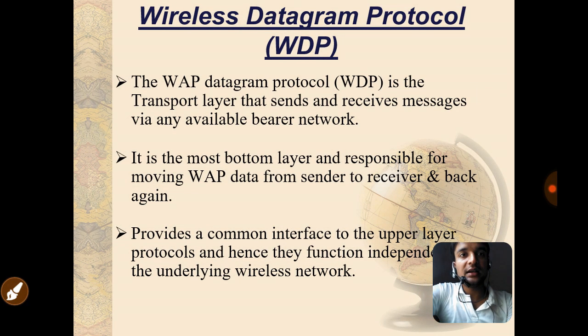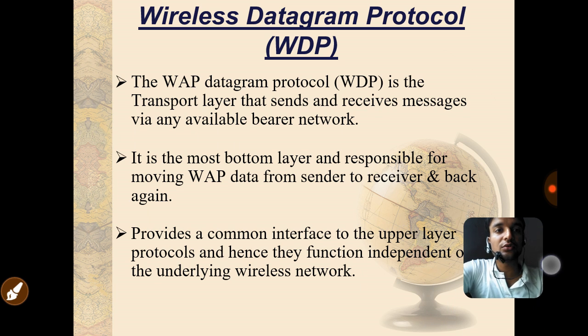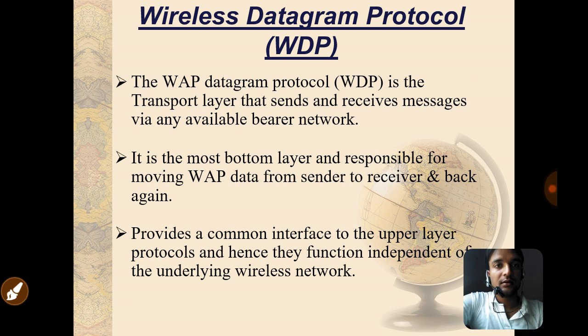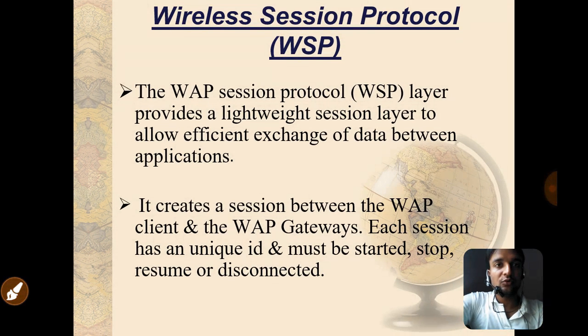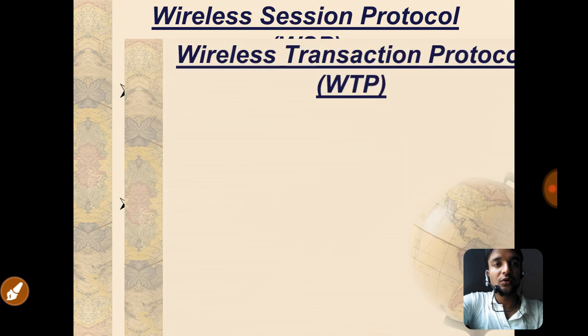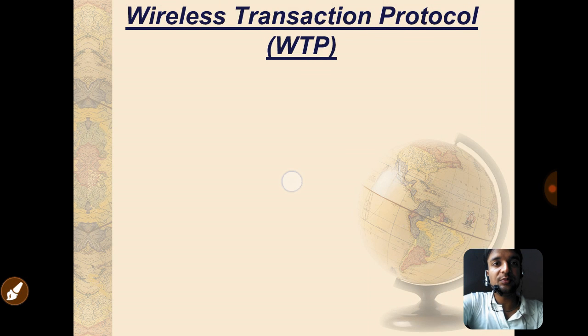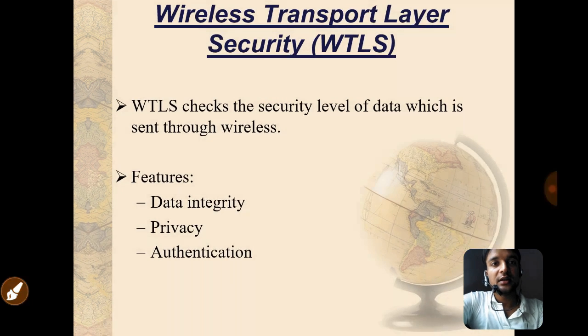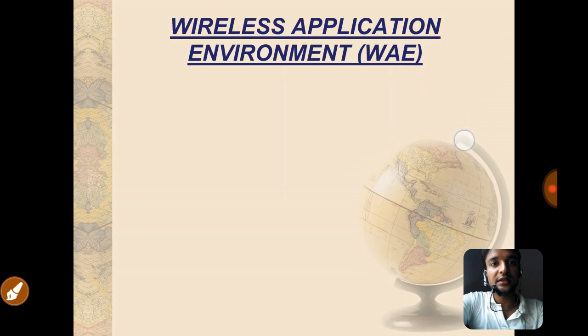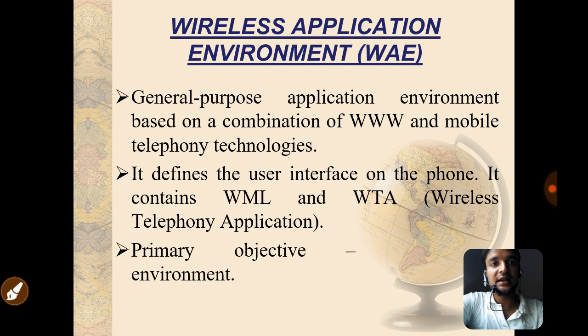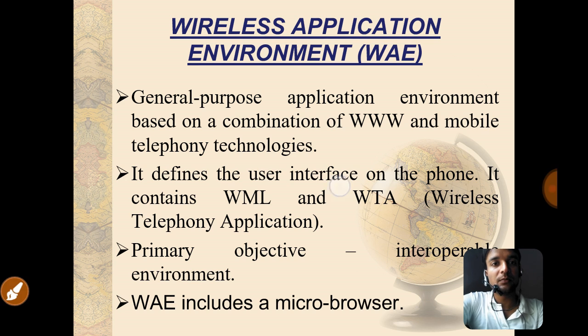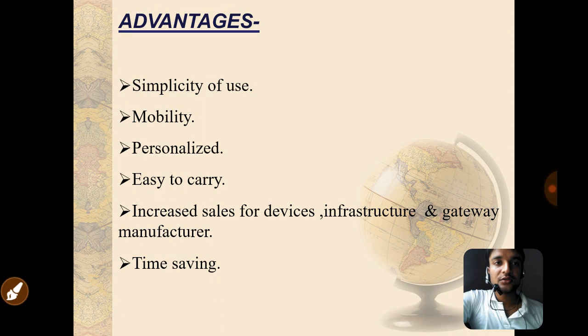Wireless Datagram Protocol. These are the details of the protocols. You just go through this. WSP is the Wireless Session Protocol for sessions, WTP is the Wireless Transaction Protocol, WTLS is the Wireless Transport Layer Security protocol, and WAE is the Wireless Application Environment. Advantages: now what is the advantage of WAP?